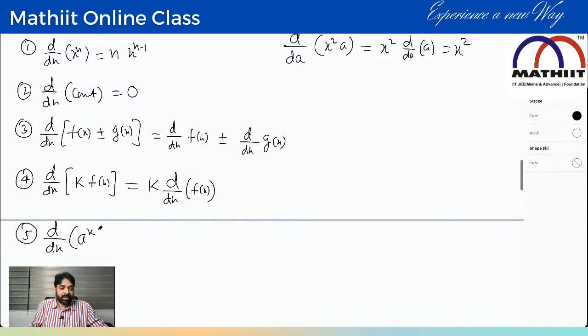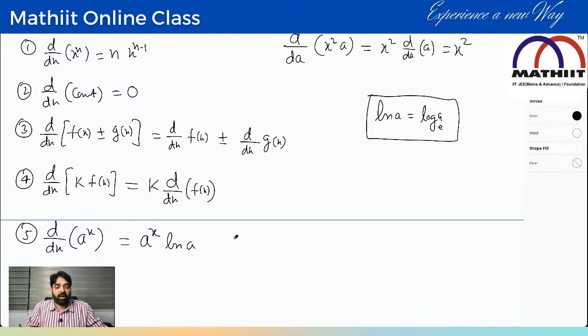a power x. Look carefully at the formula. It is always equal to a power x ln a. I hope all of you know ln a. ln a means log a base e, that is called the natural log. d/dx of a power x is always equal to a power x times ln a, the natural log of a.